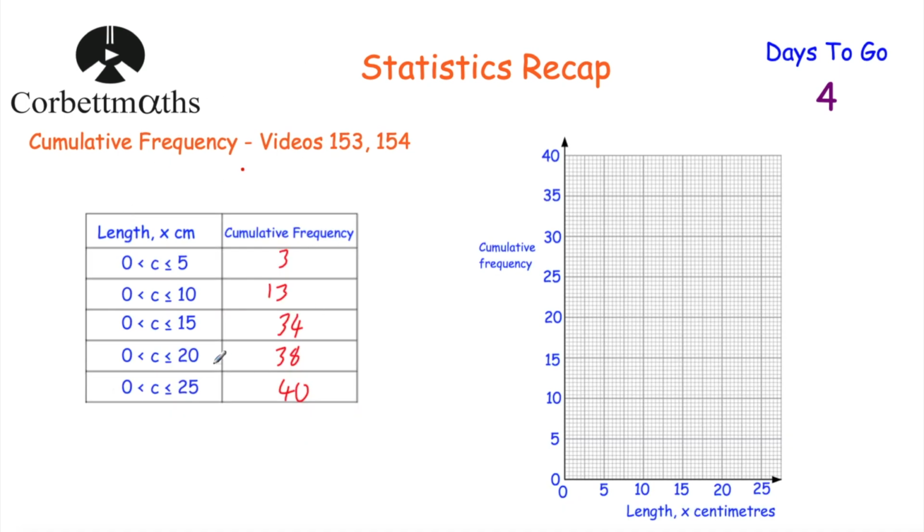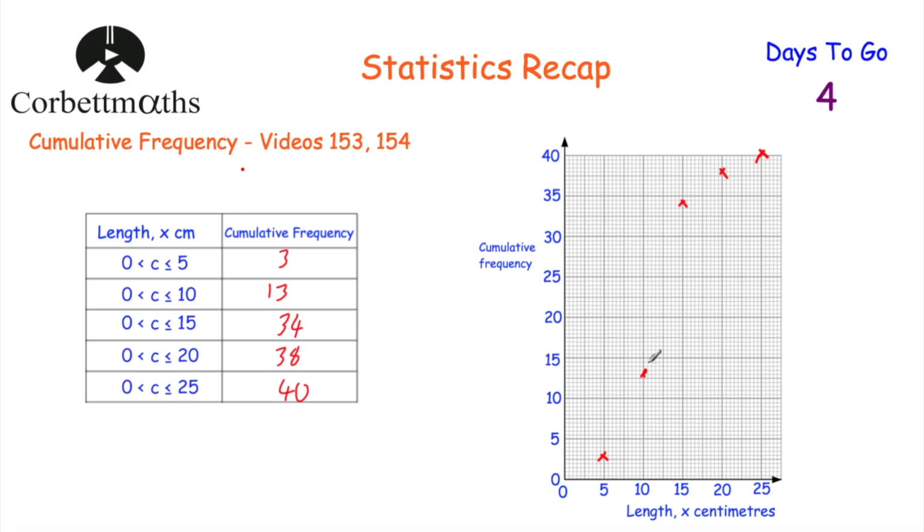Okay, so we've got our cumulative frequency table, and we've got our set of axes, and we've got cumulative frequency going up vertically. So you plot each of these cumulative frequencies at the end of each category, and that's very important. So we're going to go 5 across, 3 up. Now it's important to know the scale too. 5 divided by 10 is equal to 0.5. So 3 up is going to be there. And then we're going to go 10 across 13 up, 15 across 34 up, 20 across 38 up, and 25 across 40 up. Okay, so we plotted the points at the end of each category.